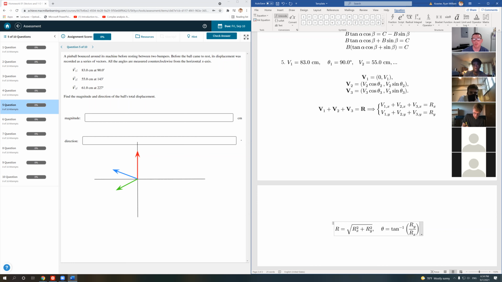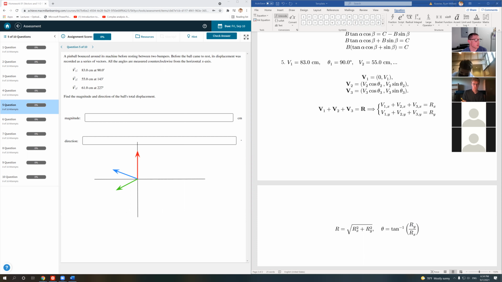Because once we've gotten this into its components, maybe we can even try to make a sketch here. Let's do that, because that might be useful. We can try to sketch the resultant. This is what we're going to do. I'm going to try to do it quickly.